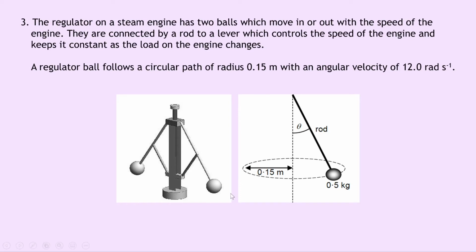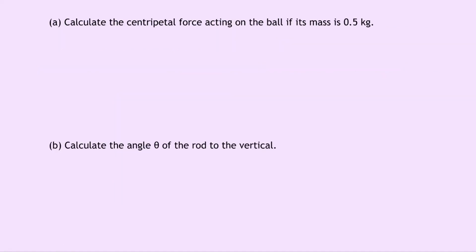So there's the 2 balls there, and to look at one ball in more detail, we've got a diagram here with the angle theta there, 0.5 kilogram mass here for the ball, and the radius of 0.15 meters. You'll see that the ball is tracing out a circular path there. Part A says to calculate the centripetal force acting on the ball if its mass is 0.5 kilograms.